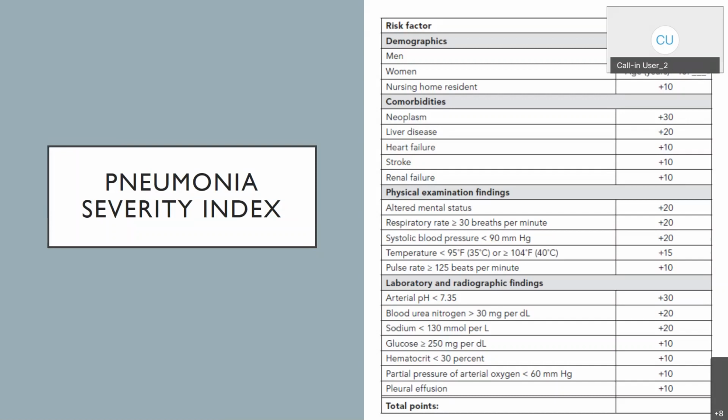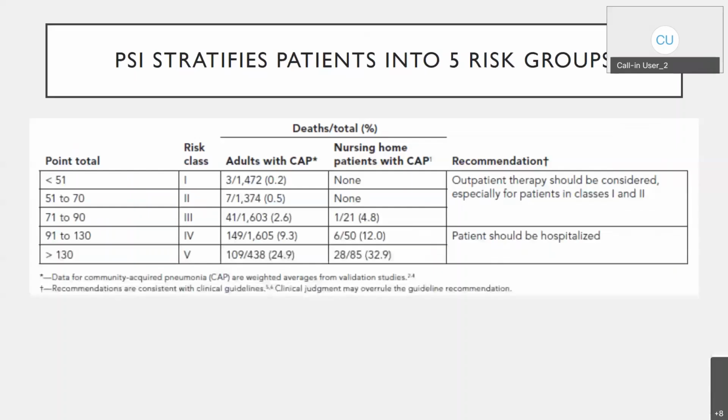So this scale is used to calculate a score, and it stratifies patients into 5 risk groups based on their point total, and this correlates with the risk of mortality from pneumonia. And as you can see, the higher the score, the higher the mortality, both in all adults with CAP and nursing home patients with CAP as well.